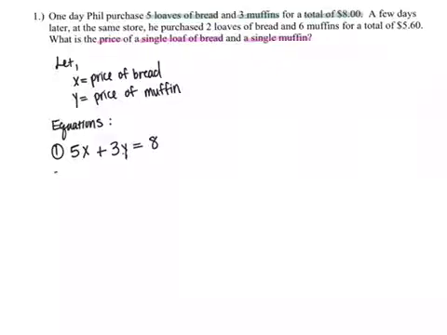And then for my second equation, I'm going to do the same thing, but for the second purchase. So that was 2 loaves of bread and 6 muffins, which is a total of $5.60.